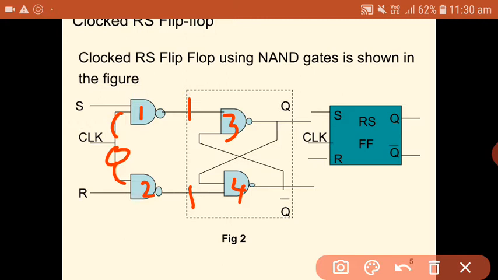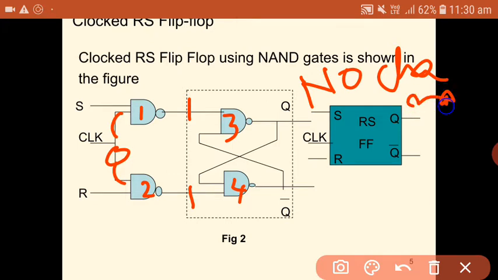So when 1 and 1 are available at the third and fourth NAND gates as inputs, then what will be the output? We have seen in the last class, the output will be no change. So there will be no change in the output. You can also call that state the hold state. So the output will be in hold state whenever clock is equal to 0.